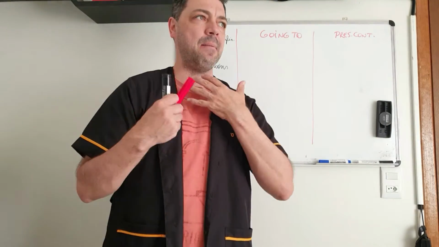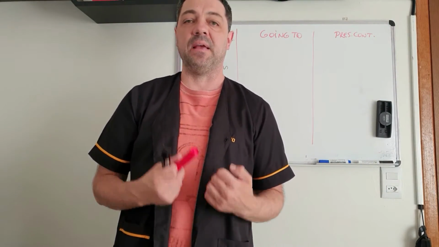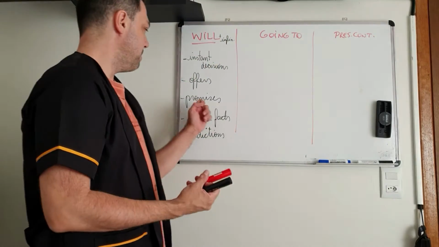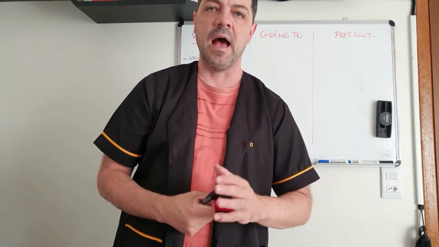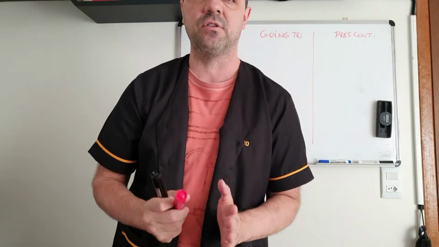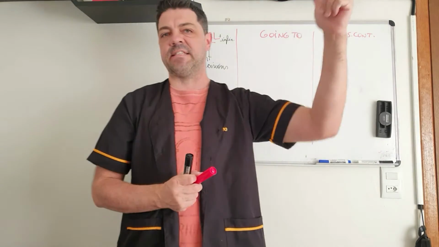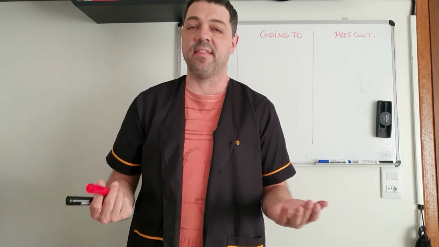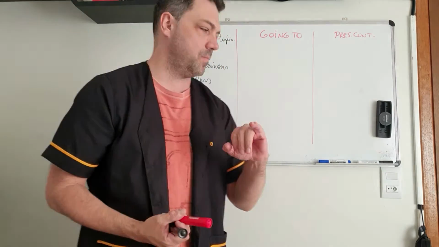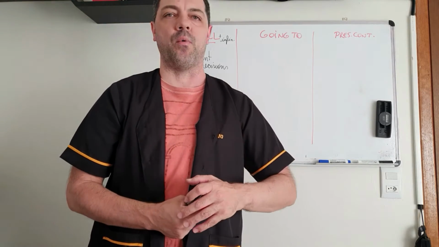Offers. Oh, I'm very thirsty. Okay, I'll get you a cup of water. I'll help you with your bags because I'm offering help. Promises. I will always love you. I promise I'll pay you back tomorrow. Future facts. Next year, I'll be 44 years old. There's nothing I can do. I'll be that. And prediction. I think tomorrow it will rain.